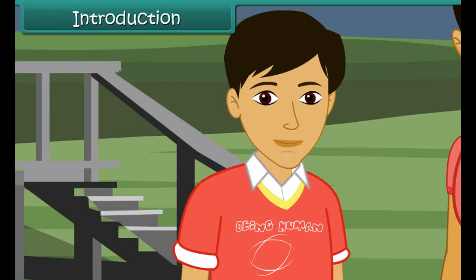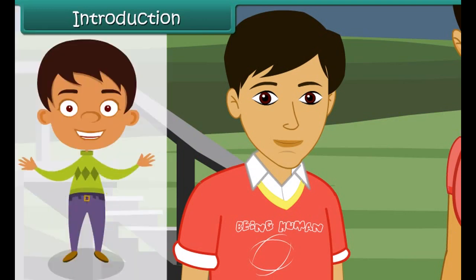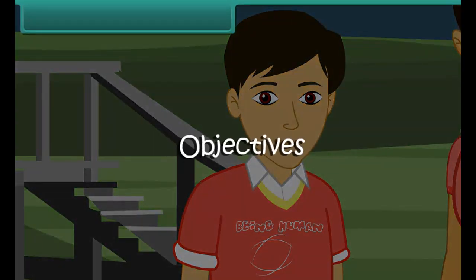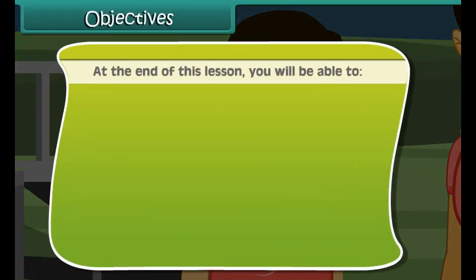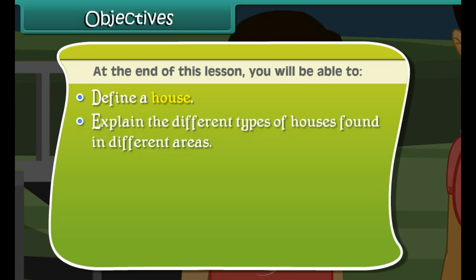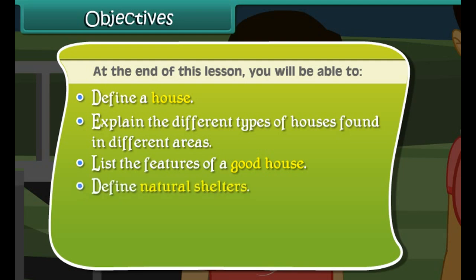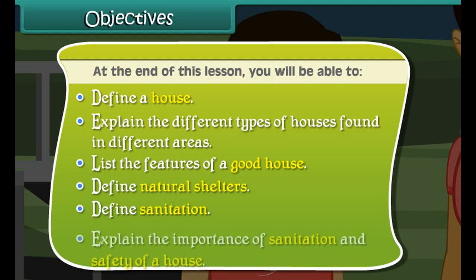Hrithik is eager to learn more about the different types of houses found in the world. Let us discuss houses in detail. Objectives. At the end of this lesson, you will be able to define a house, explain the different types of houses found in different areas, list the features of a good house, define natural shelters, define sanitation, and explain the importance of sanitation and safety of a house.